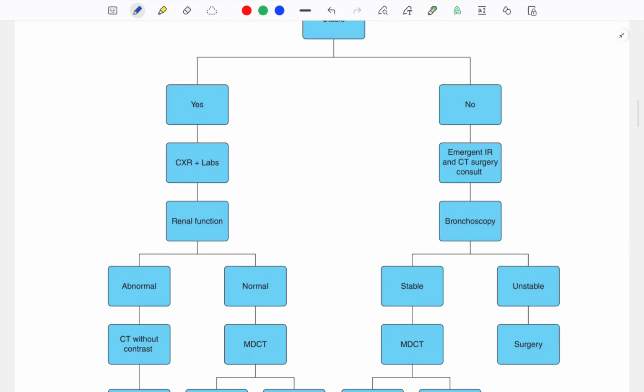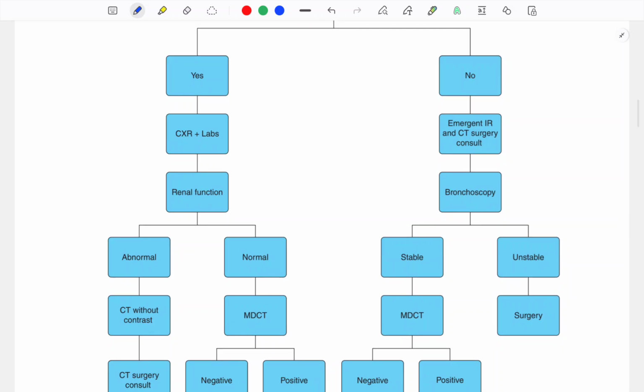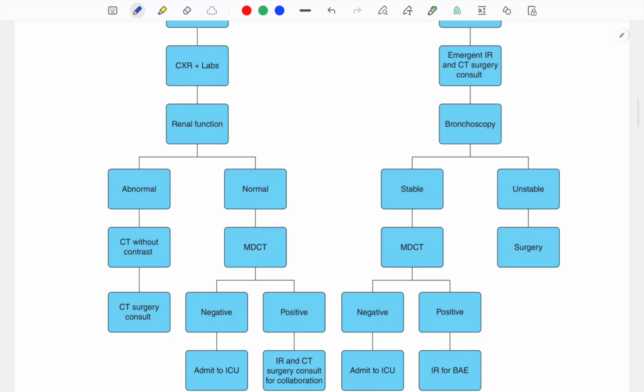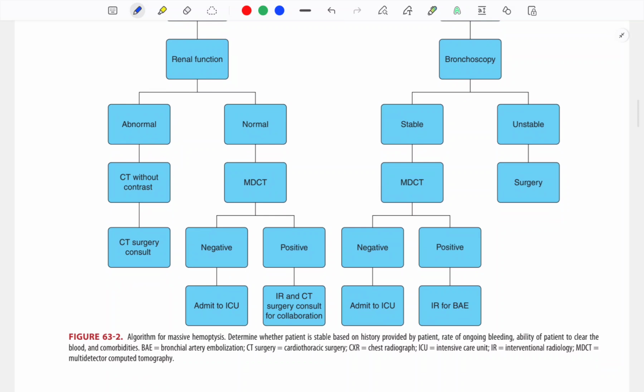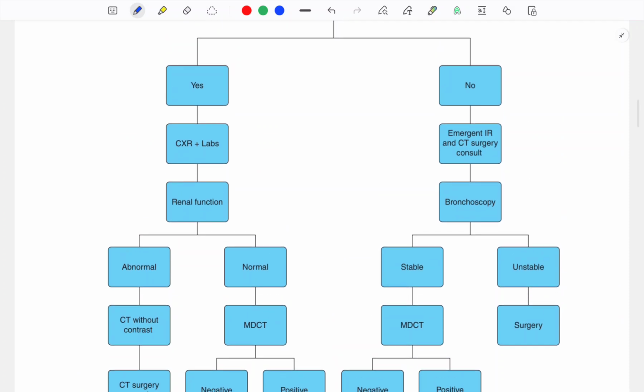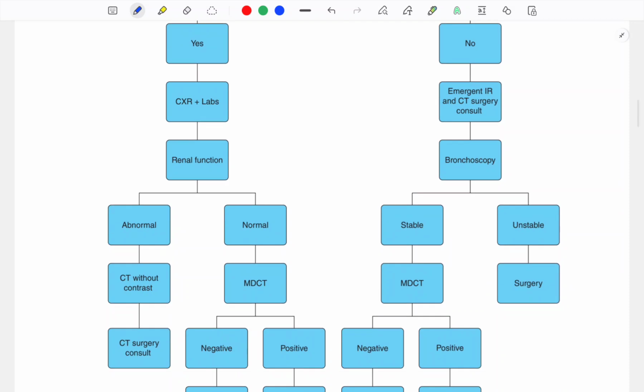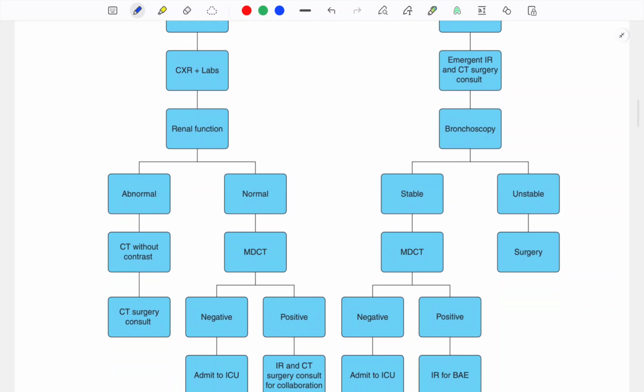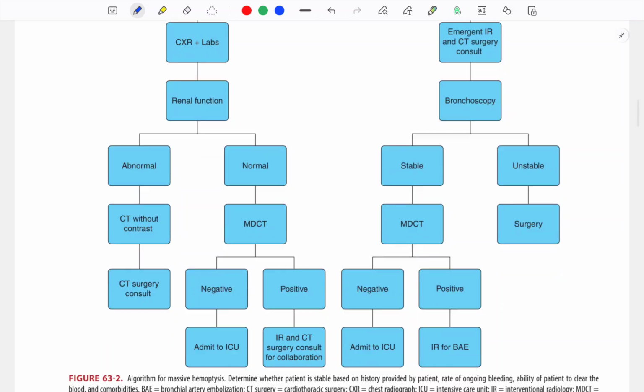So to summarize, if a patient is stable, you have time to do a chest x-ray, KFT, do a CT without contrast or with contrast based upon the KFT, and decide accordingly. If the CT is negative, admit to ICU. If CT is positive, send for bronchial artery embolization. But if the patient is unstable, you do not have time to do all this. You need to page them immediately, do a rigid bronchoscopy, coagulate any visible bleeder. If the patient becomes stable, then follow the stable guideline, do an MDCT based upon the renal profile. But if the patient is still unstable after bronchoscopy, immediately take for surgery.